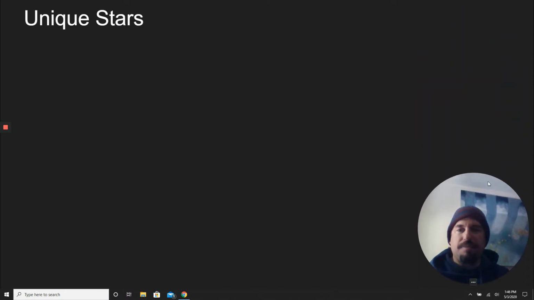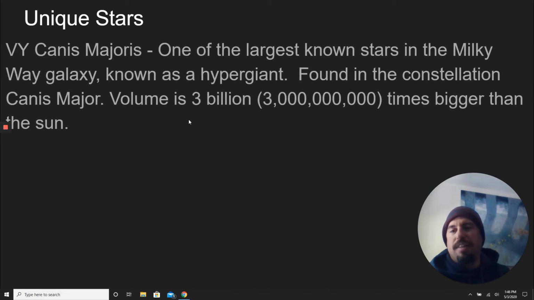I'm not going to have you guys memorize every star in the sky. I know when I took an astronomy course when I went to a community college, they had us memorize constellations and most of the stars up there. But there are some unique stars that we should know. The first is the largest star.